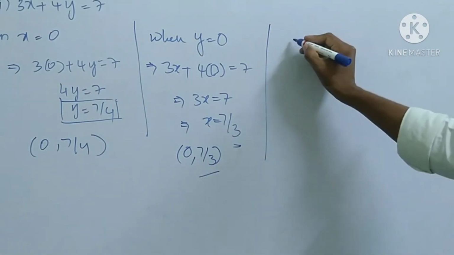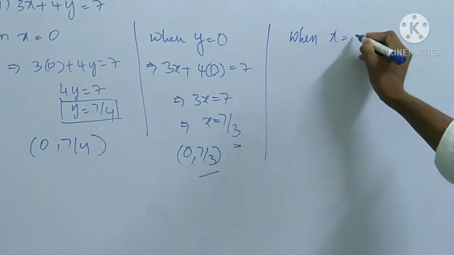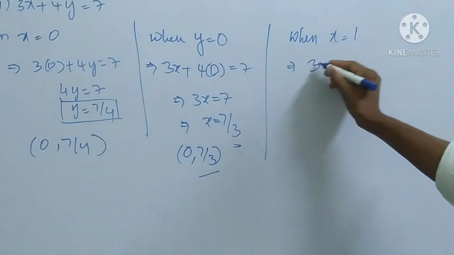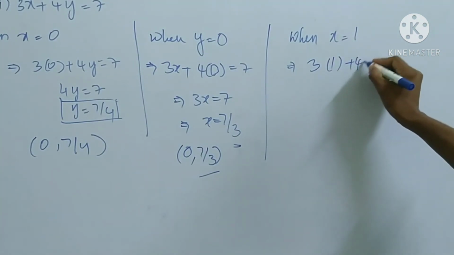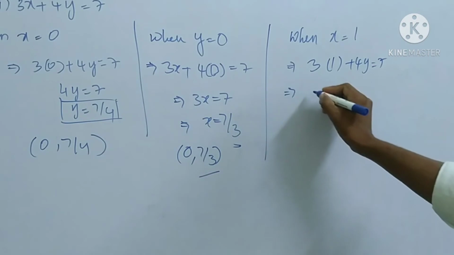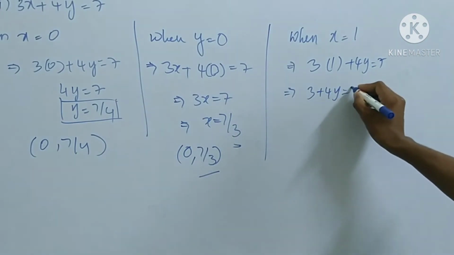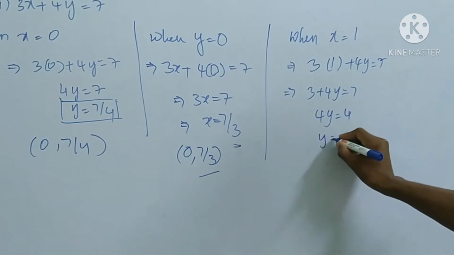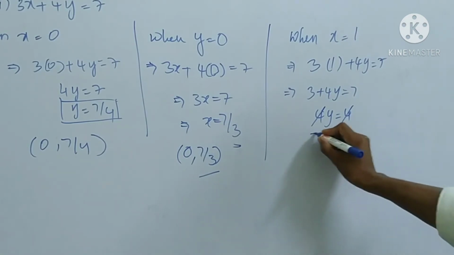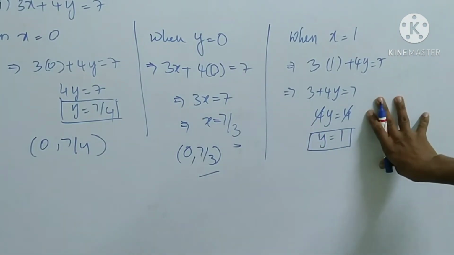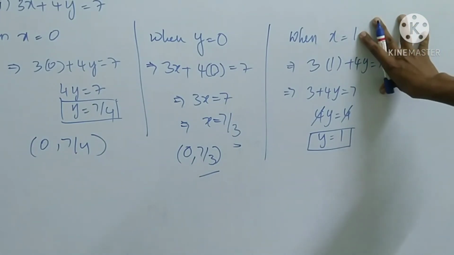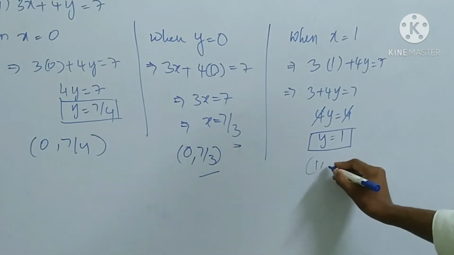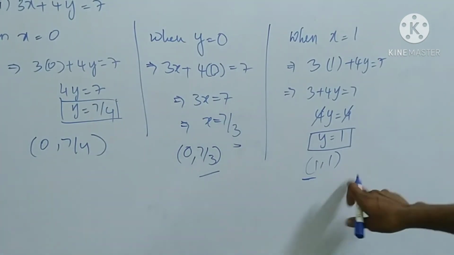Next solution, the third one. When x is equal to 1, substitute x is equal to 1 instead of x. So 3 into 1 plus 4y is equal to 7. So 3 plus 4y is equal to 7. 4y is equal to 7 minus 3, that is equal to 4. y is equal to 4 cancels, the result is 1. So when x is equal to 1, y is also 1. This is the solution.